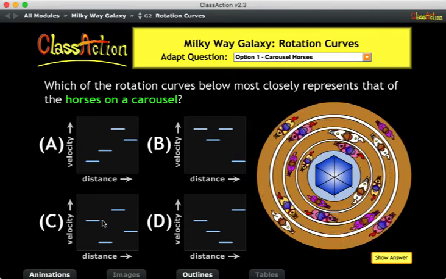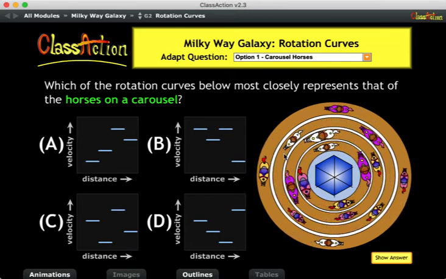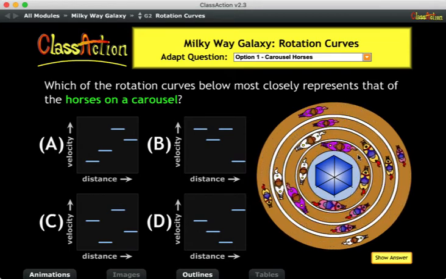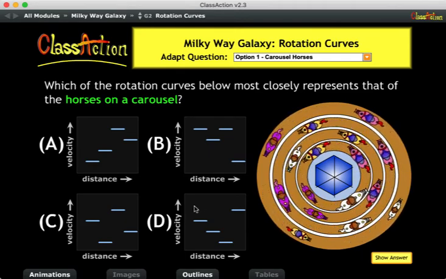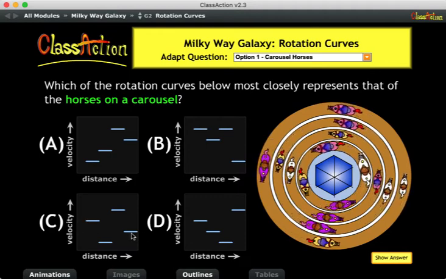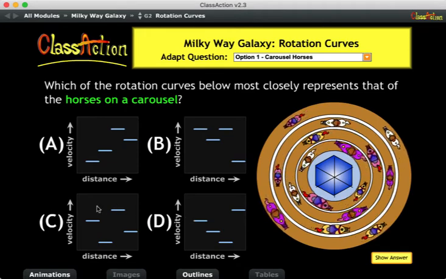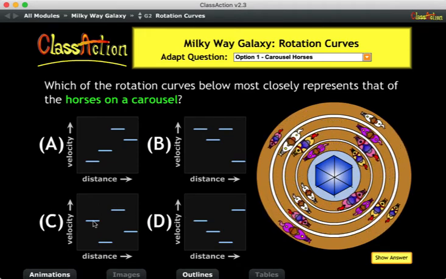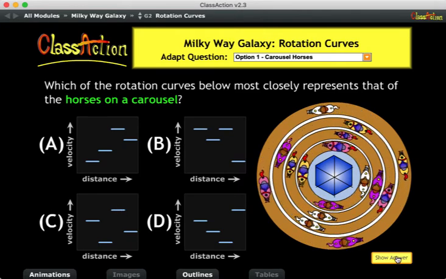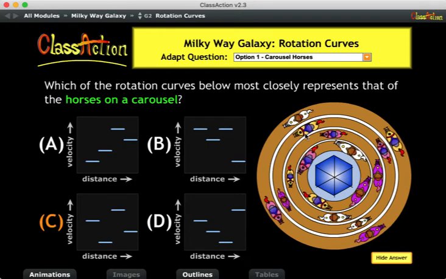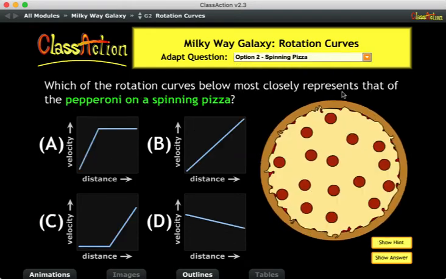So we're left with C, where track 3 is the fastest, and that certainly seems to be the case. It looks like track 3 and track 1 are almost moving around at the same period, but obviously track 3 has a lot further to go, so that tracks well. And then track 4 is moving a little bit faster than track 2, and that also tracks as well. So it looks like C is the answer. High, then low, and then even higher, and then not quite as low. If we show the answer, C is in fact the right answer. Okay, let's go to the next one, a spinning pizza.